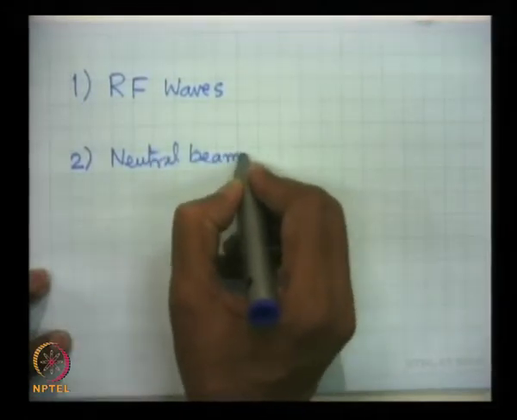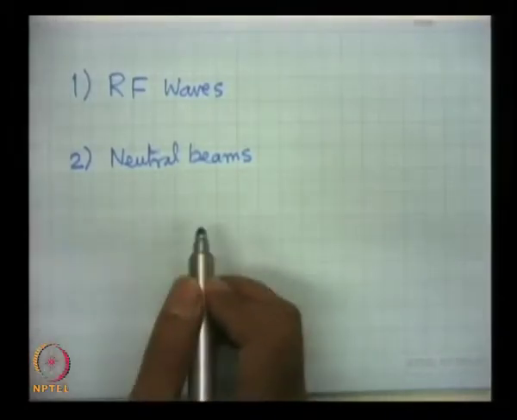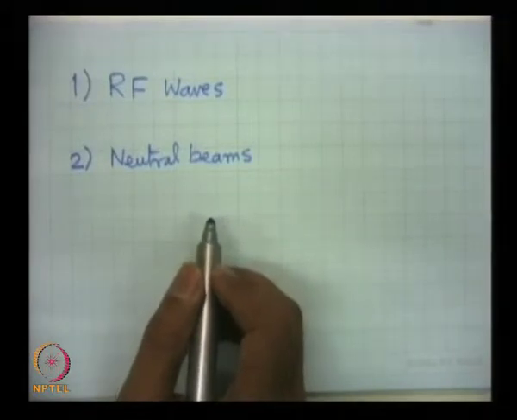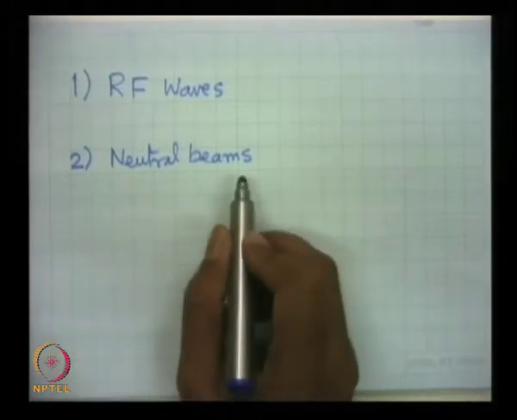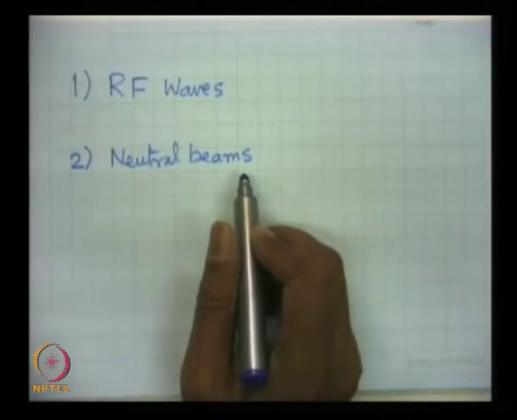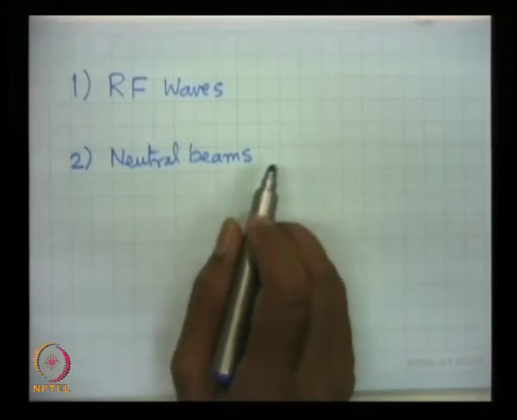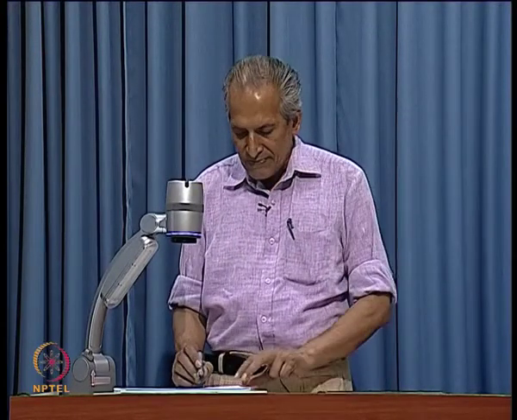Neutral particle beams are required because charged particles cannot penetrate the tokamak, as they will have to cross the lines of force to reach the center of a tokamak plasma, and charged particles will experience a Lorentz force and they will not penetrate. Hence, neutral beams have to be launched into the system, if at all particles have to be launched from outside. So, today we will discuss the efficacy or effectiveness of these two systems.